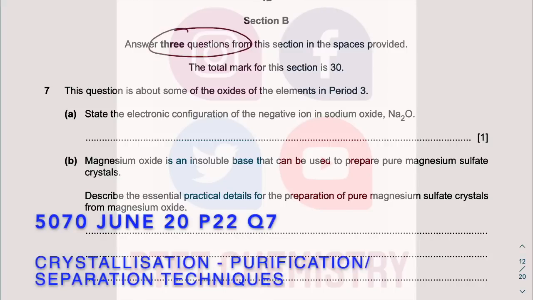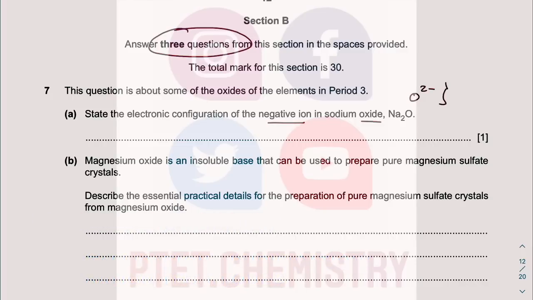Unless you have been very picky, unless you have struggled a lot, then you should be more prepared when you sit for an O-level paper. The negative ion in sodium oxide is O2-. It has gained 2 electrons. The oxygen atom has gained 2 electrons, so it's going to have the same configuration as neon, so there will be 2.8.